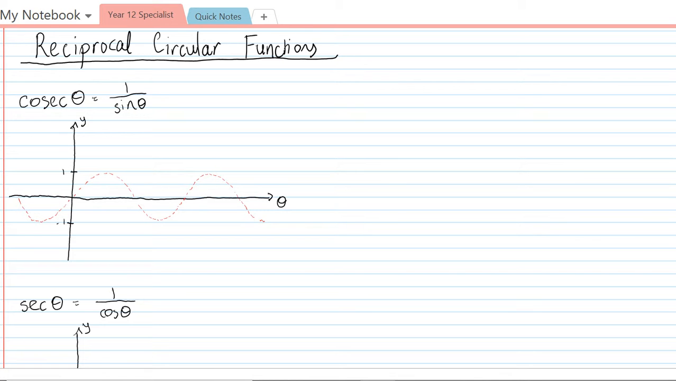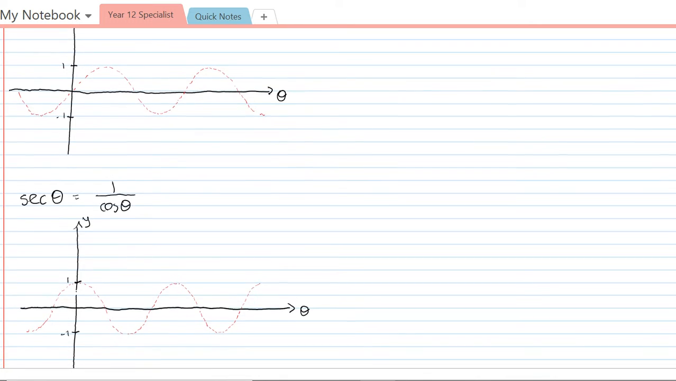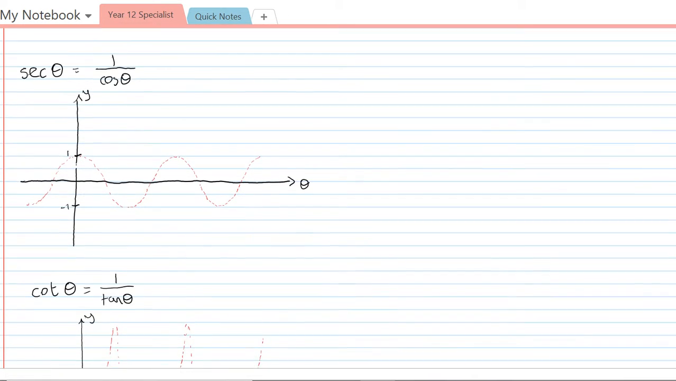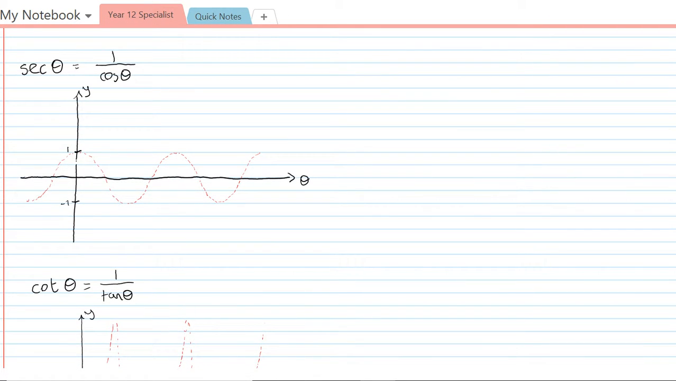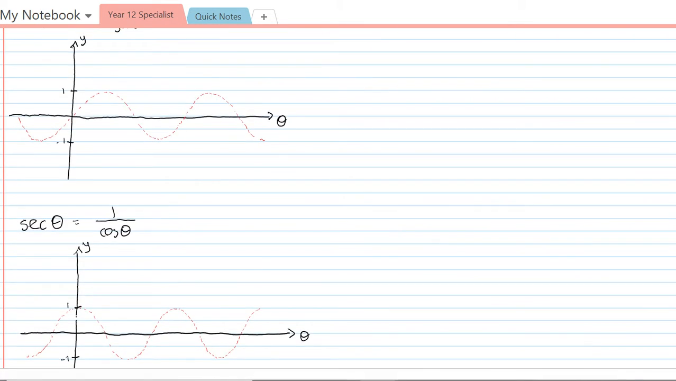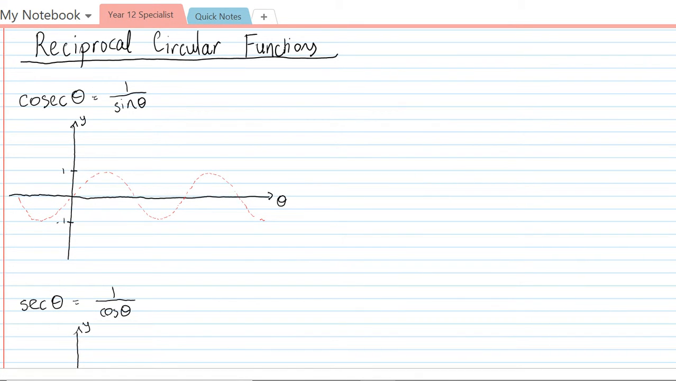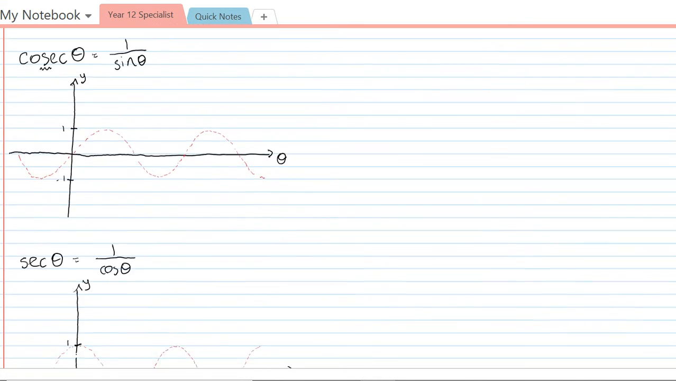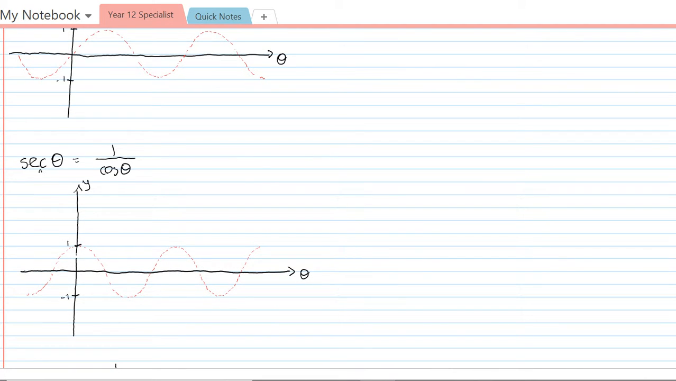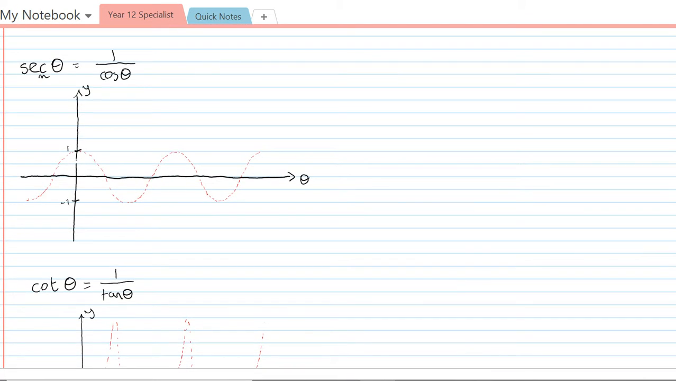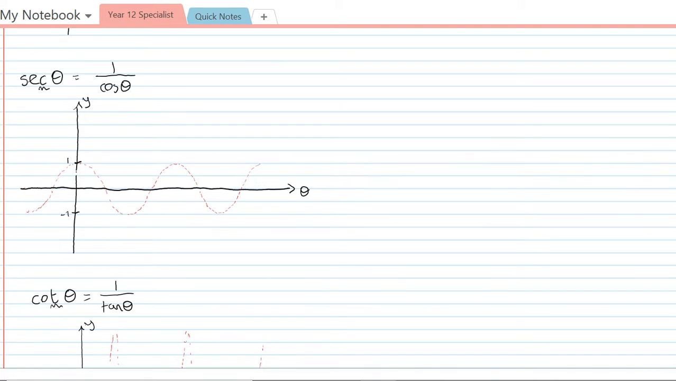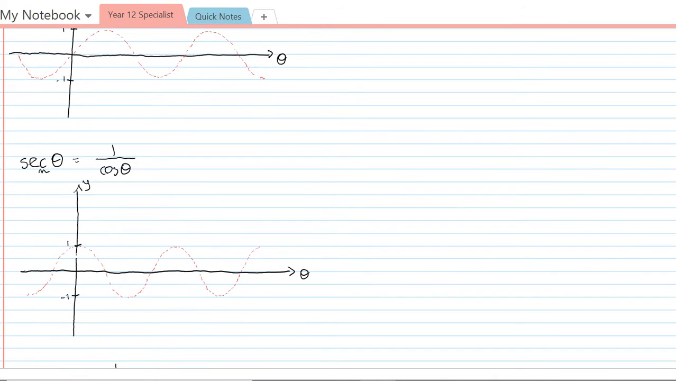So cosec is defined as 1 over sine theta, sec is defined as 1 over cos theta, and cot is defined as 1 over tan theta. Now, there's a nice way to remember this, and that is just pay attention to what the third letter in each case is, because that tells you basically what it's over. So, for example, the second one, sec theta, the third letter is a c, so it tells us it's 1 over cos theta.